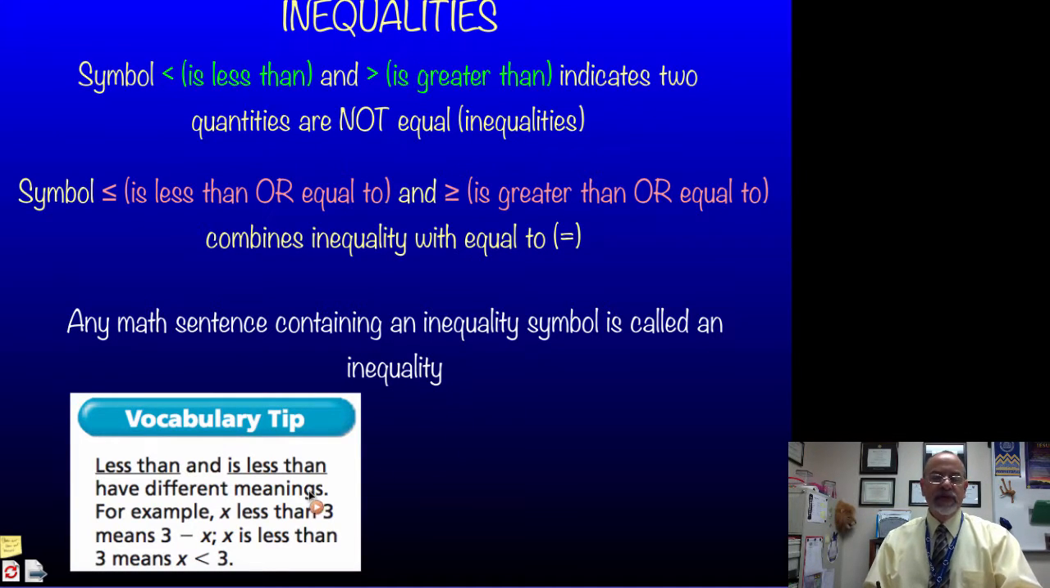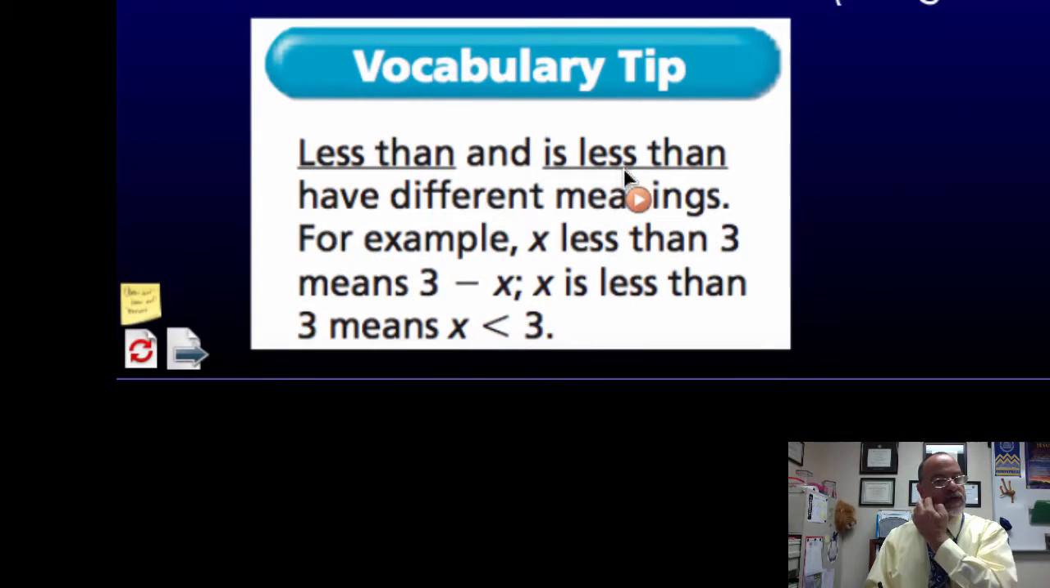Now, earlier this year when we translated from English into math, we never used these symbols. But we did see the phrase less than. So what's the difference between less than and is less than? Is there a different meaning? Yes, there is. If you look at this vocabulary tip, you'll notice that less than is simply the subtraction sign. We have less, which is subtraction, and than is the syntax order.